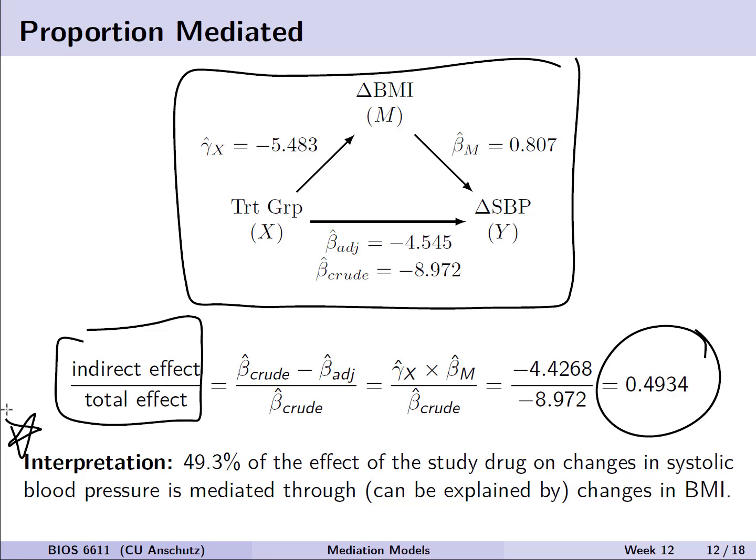So in other words, if the drug causes a change in weight loss, then it may actually be the fact that the decrease in BMI is accounting for some of the improvement in systolic blood pressure and not just the treatment on its own.